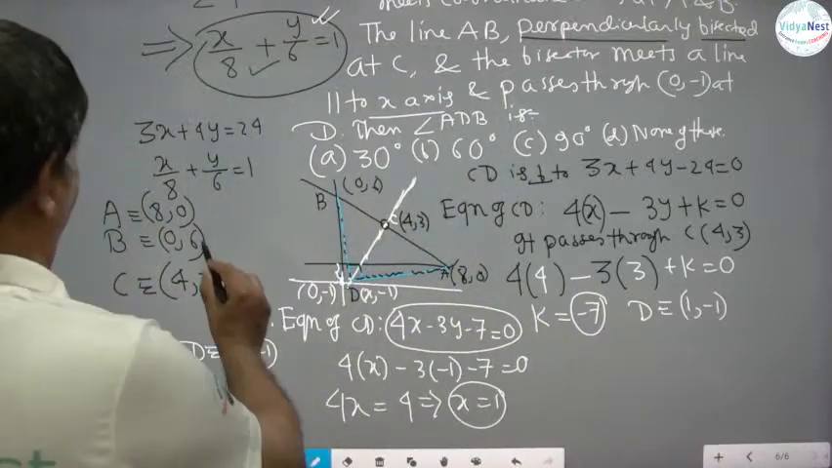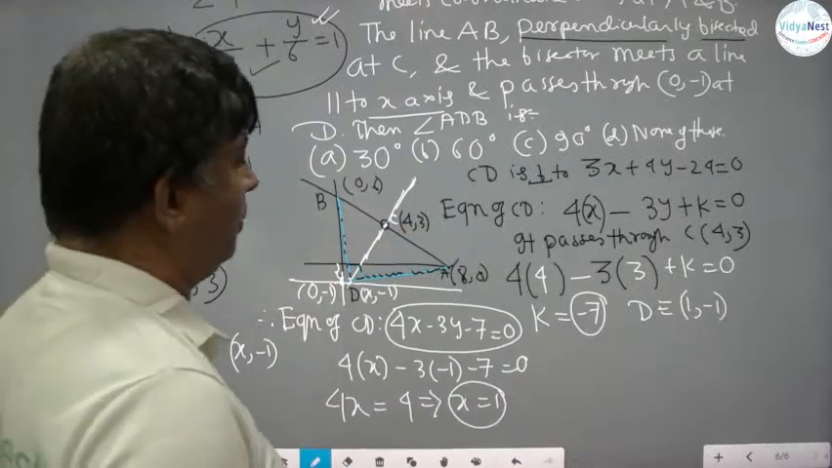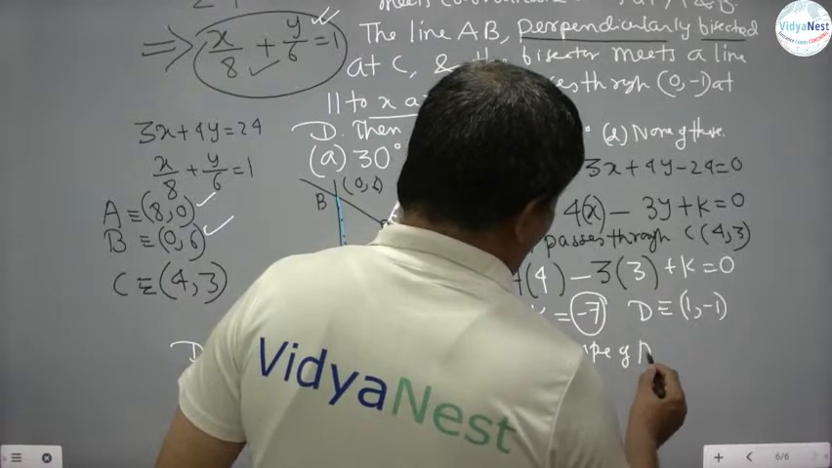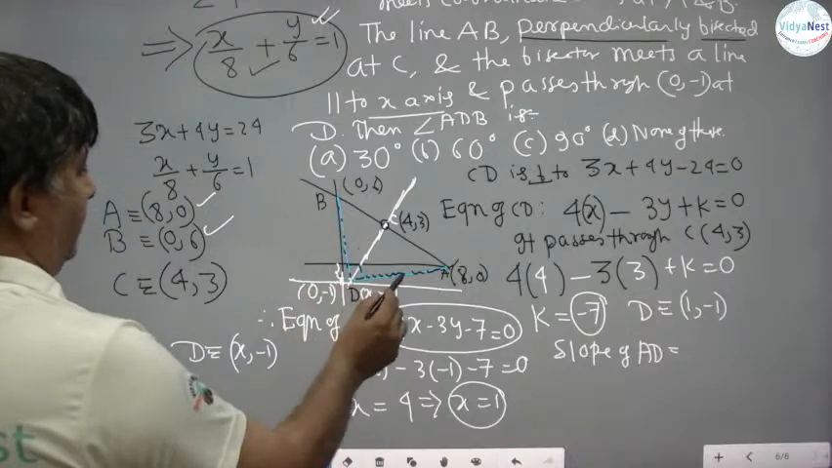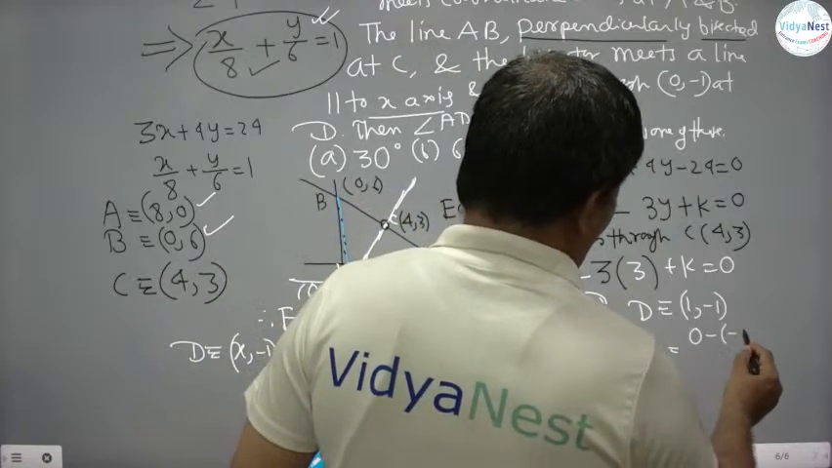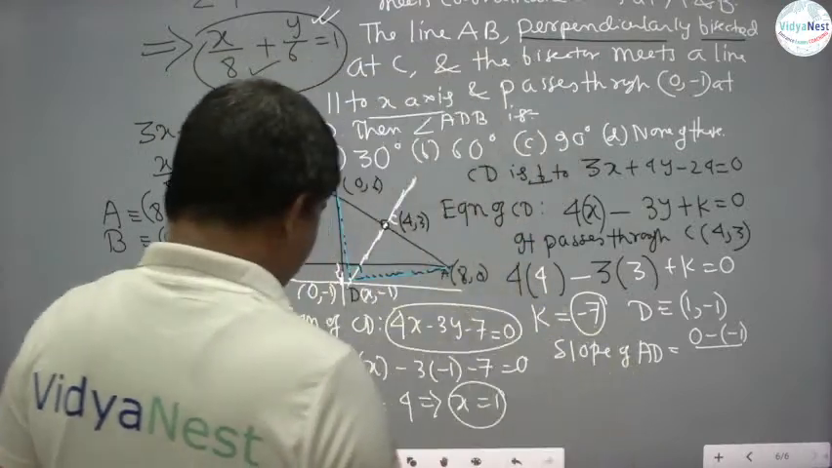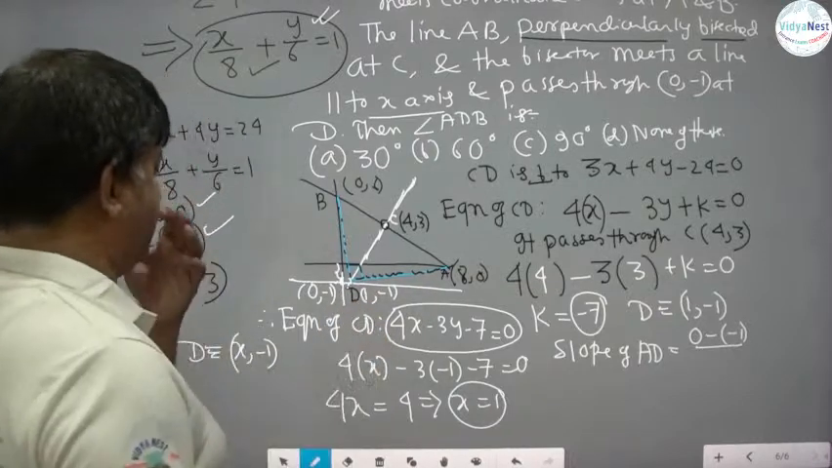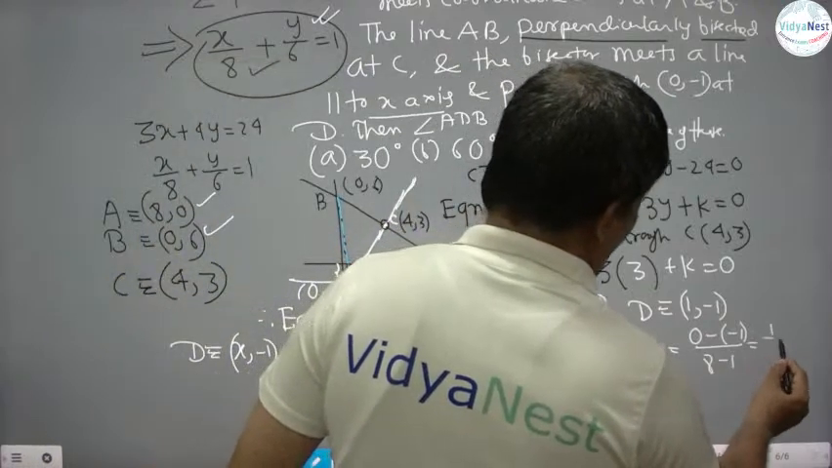So we have had A, B, and D. Now find the slope of AD. Slope of AD is what? AD: 0 minus of minus 1, and right now the x component is 1. 8 minus 1, so it is 1 by 7.